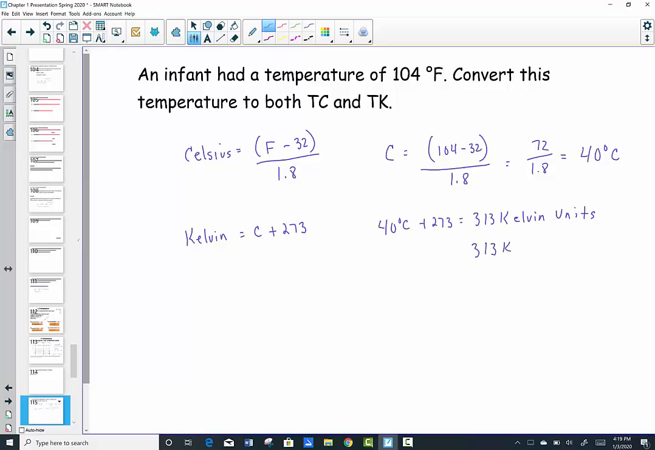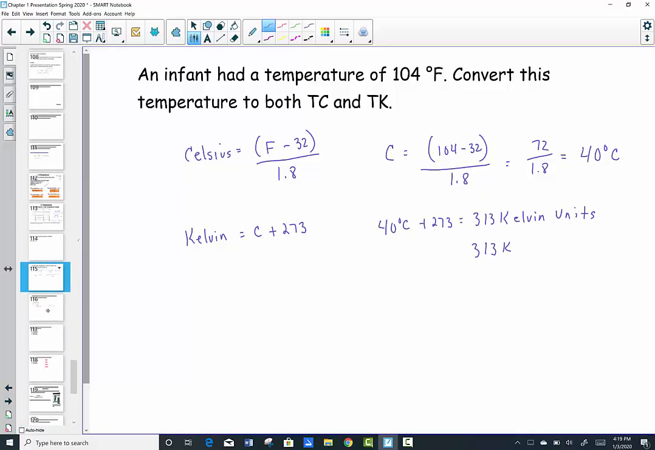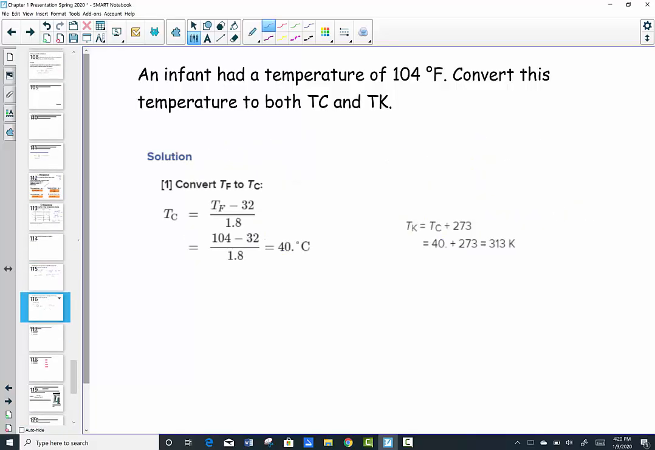313 Kelvin. And we're right, 40 degrees Celsius, 313 Kelvin. Good work.